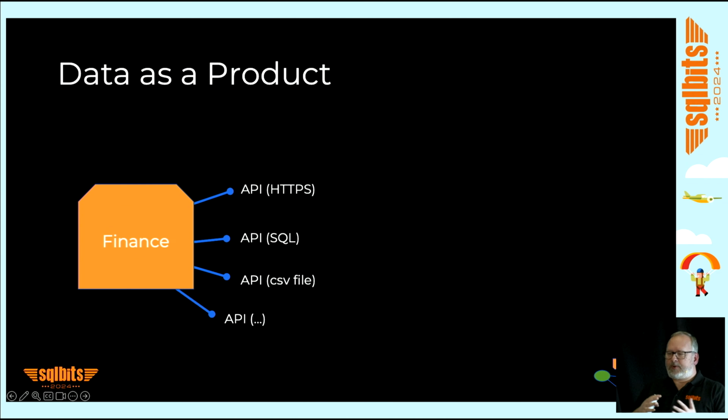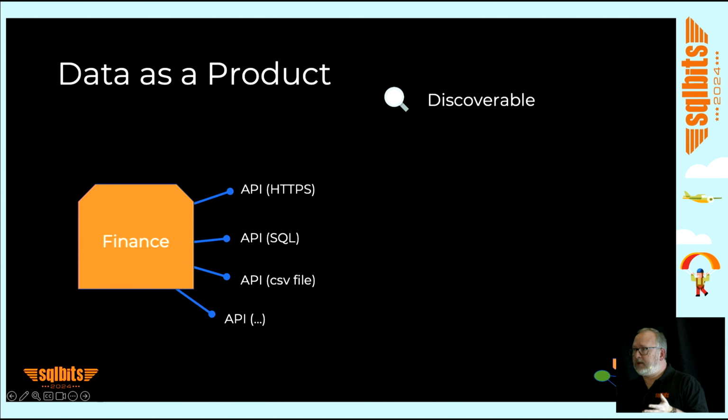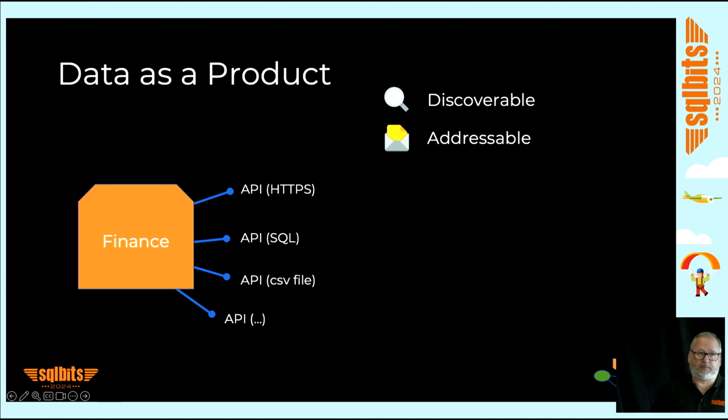And data as a product adheres to a set of usability characteristics. First of all, it needs to be discoverable. We need to know where we can find data products, and a way to implement that is through a standard data catalog. It needs to be addressable. So where can we find this data product? What kind of hyperlinks should we use? What kind of addresses should we use to get this data?